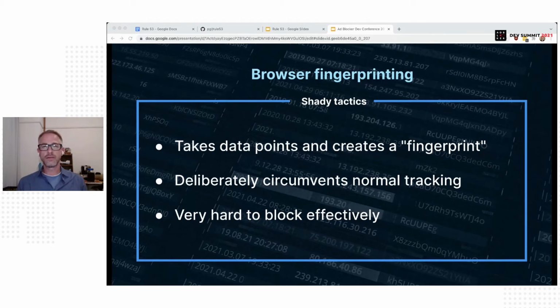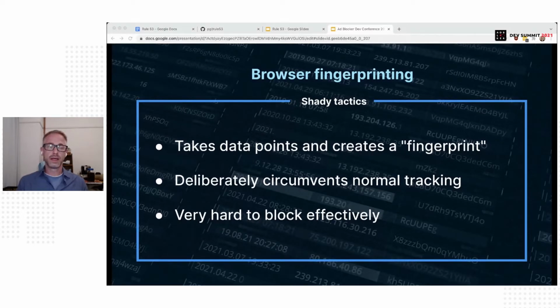And the stuff that a lot of people don't realize is available, like battery percentage, and the order that the fonts are installed is actually a data point. It doesn't really matter what the data points are, it's just the fact that it's a data point, and all put together it creates a fingerprint which is able to uniquely identify you. And it works across sites, and it's very difficult to block for lots of reasons.